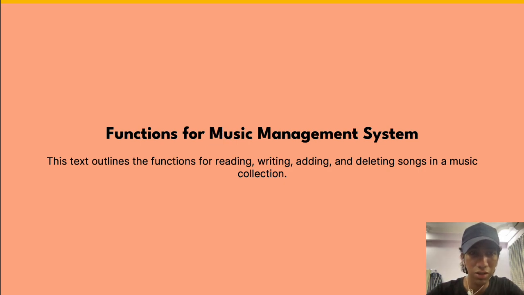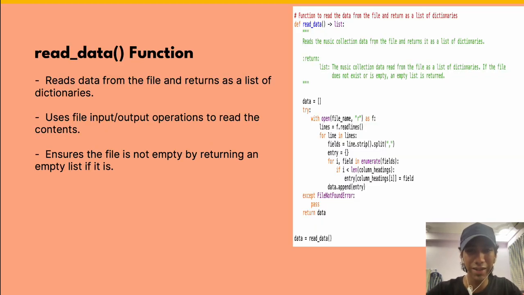Today we're going to explain about the functions for the music management system. The first function is the read data function. The read data function reads the data from the file and returns it as a list of dictionaries.